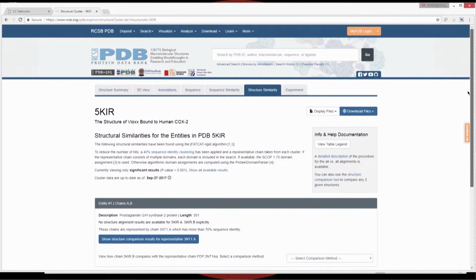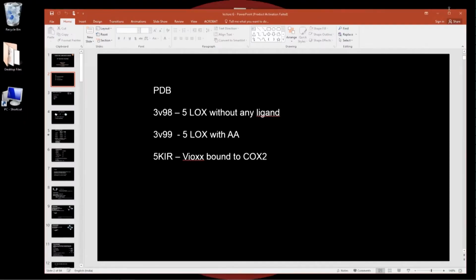So this database gives you structures. When we try to perform docking later on, we may have to download one of the proteins of interest, and then we can perform the docking. Okay, we will look at docking at a later point of time. So let us go back to our presentation.